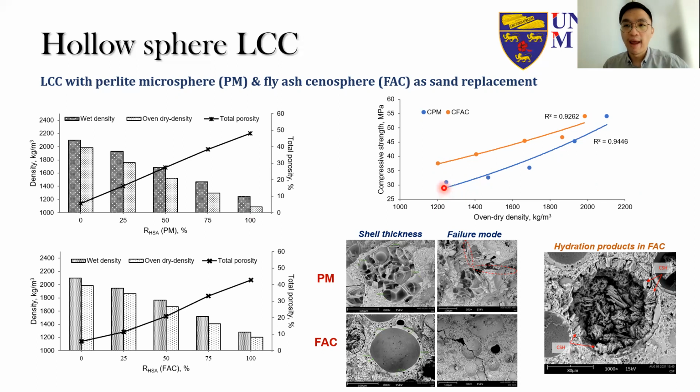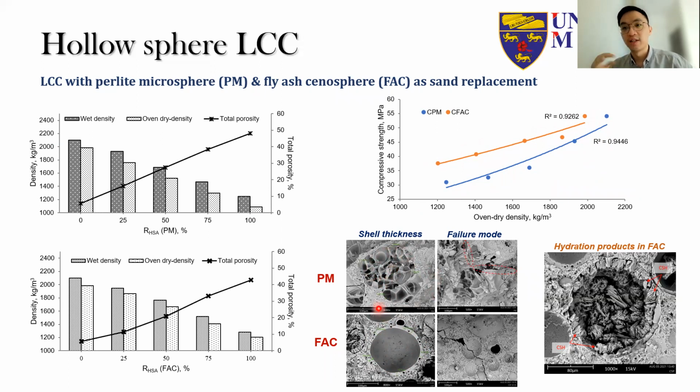And when we actually compare the two different kinds of hollow sphere, obviously the one using fly ash cenosphere, with the orange line, is higher than the LCC using the Perlite microsphere at a given sand replacement level. So this is because in the fly ash cenosphere, the material itself has a thick shell, much thicker shell compared to the Perlite microsphere.